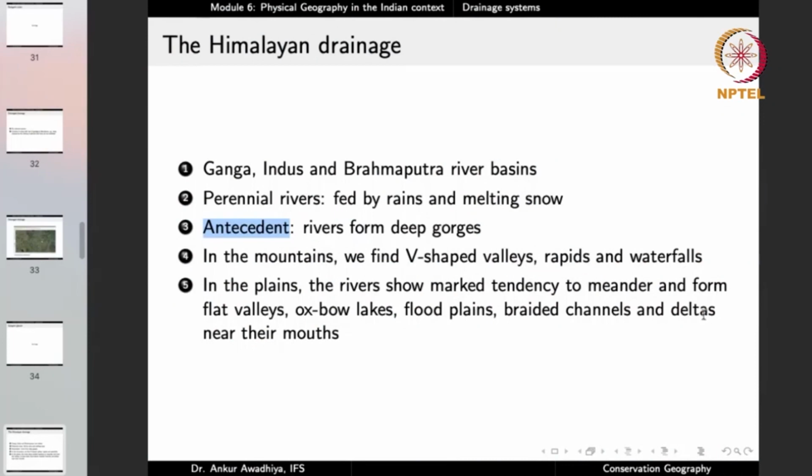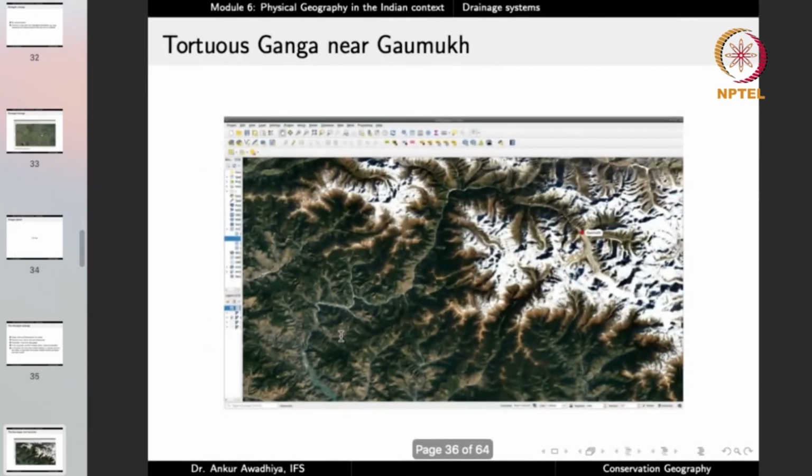And they not only meander, but they also form things like flat valleys, which are full of sediments, oxbow lakes when the meanders are cut off, flood plains, again with lots of deposits, braided channels, because the rivers are changing their course very often, and deltas near their mouths, where the sediments again are deposited. So in these rivers, we find a marked amount of erosion, transportation, and a very marked amount of deposition of sediments. So this is an example.